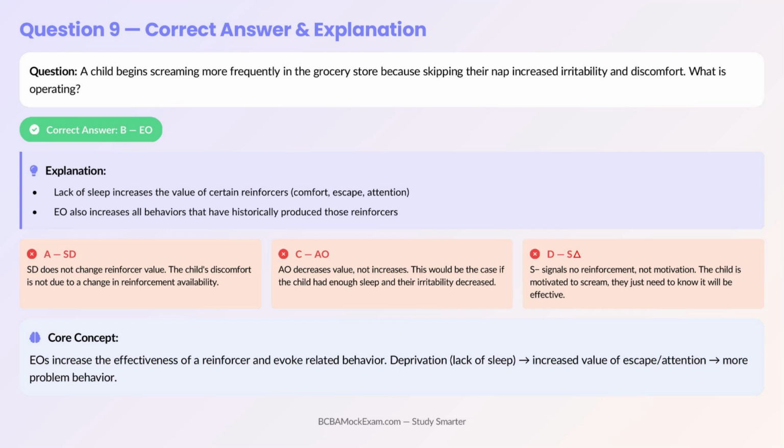Lack of sleep increases the value of comfort, escape, or attention, and increases behaviors that have produced those outcomes before. SD is incorrect because the stimulus is not about reinforcement availability. AO is incorrect because that would decrease value. S delta is incorrect because it signals no reinforcement availability, not increased motivation. This pattern clearly matches an EO because the reinforcer has become more effective due to deprivation.